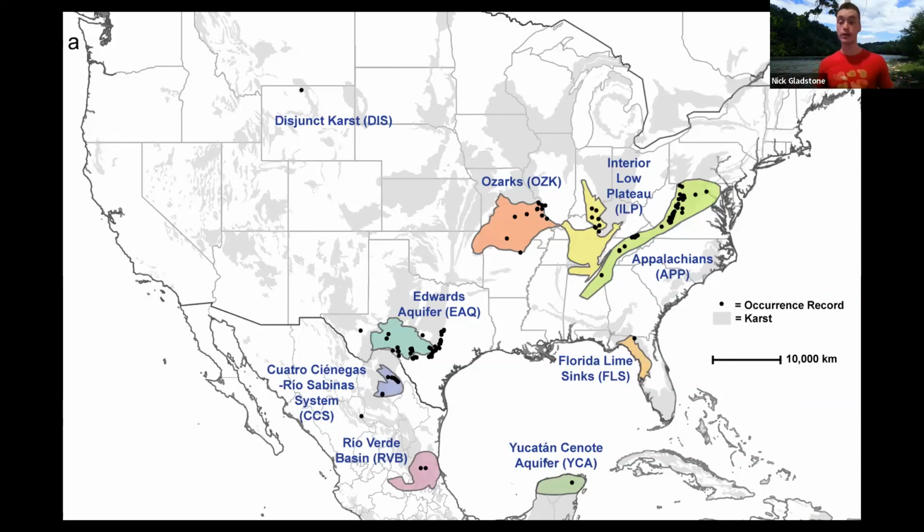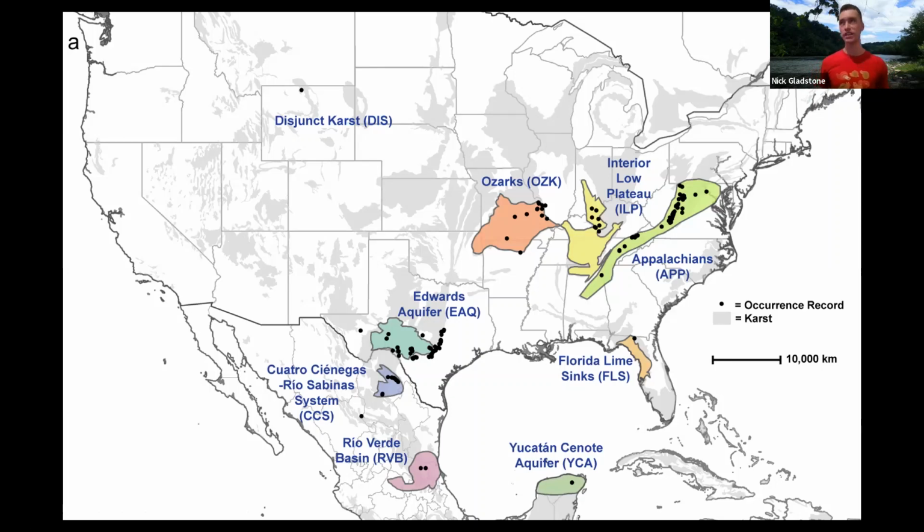The generalized distribution of these animals is limited to the biogeographic regions where most subterranean species live. We have the Appalachian, the Interior Low Plateau, the Ozarks, the Edwards Aquifer, and then a few other karst regions in northern Mexico, and then the Yucatan. Each of these species is limited to a single region, so there is no species that lives in more than one of these regions.